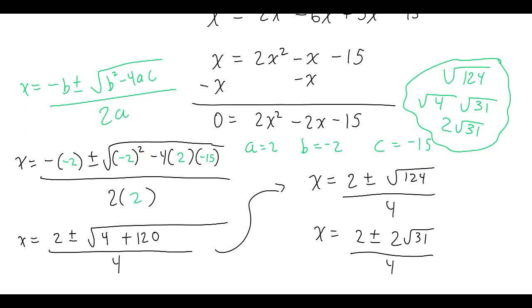Well, notice this, this, and this are all divisible by 2, so I can reduce this complicated fraction to get my final form of the answer. All divisible by 2, so it's 1 plus or minus 1 the square root of 31. Of course the 1 is understood, so I'll just leave it off. And 4 divided by 2 is 2. So those are my two answers: 1 plus the square root of 31 over 2, and 1 minus the square root of 31 over 2.